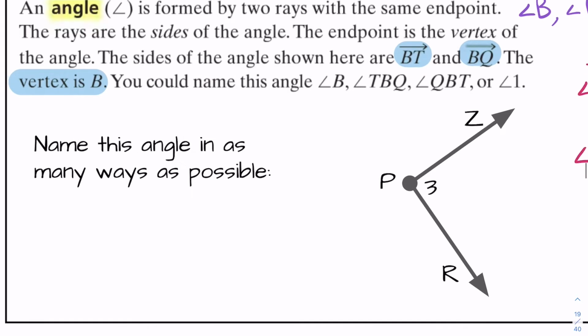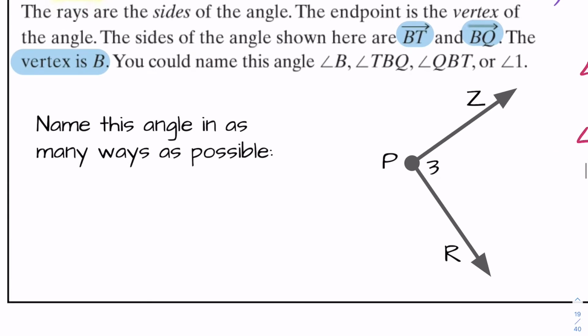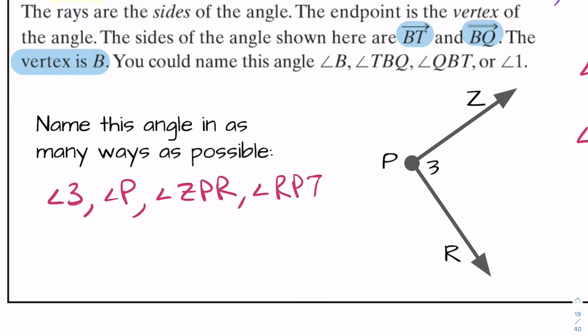So I want you to try. Feel free to pause the video here. I'm going to start writing these out, but you can try them on your own if you pause the video for a second. So I'm going to go with probably the easiest one, angle 3. That one's pretty easy. And angle P, angle ZPR, and angle RPZ. And those are our four options.